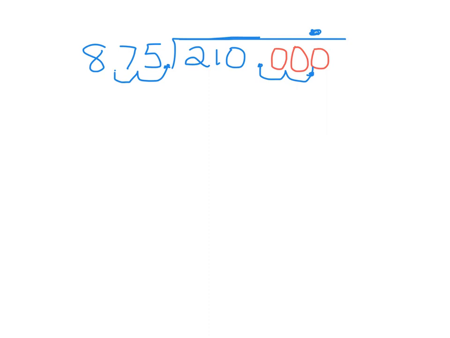So 875 goes now in, what we're going to have it go into is 21,000. So we're going to start right here. It goes in here 2 times. 2 times 875 is 1,750. And I subtract.